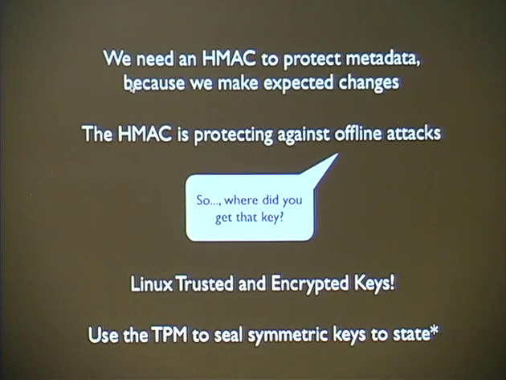But HMACs require a symmetric key. The reason we need an HMAC, not a signature, is because we may change file metadata during runtime, for changing permissions, inode change, etc., things like that. So the HMAC exists to protect the data from offline attacks on the file system, things like booting from USB, for instance. So we store the HMAC key using Linux trusted keys, which allows us to seal the key to a known state, similar to that pairing of U-boot to PCRs that we talked about earlier.